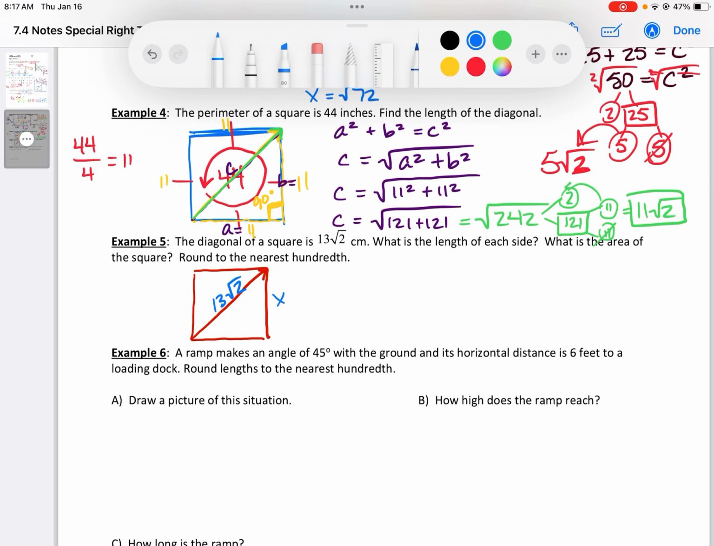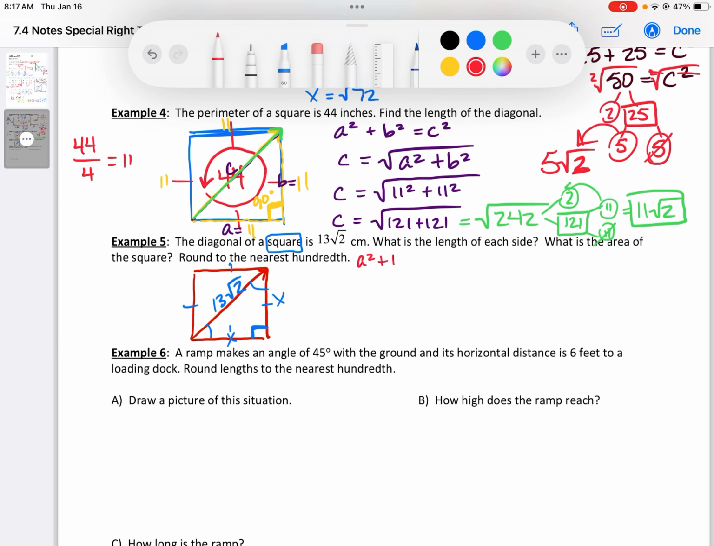Okay, we're trying to figure out what these two sides are. And it's a square, so we know they're all equal. We know it's a square because it says so in the question. So we know all the sides are going to be the same. And we also know that all the angles in a square are 90. So this gives us a 45, 45, 90 triangle. Now in this case, we have C and we don't know the sides.